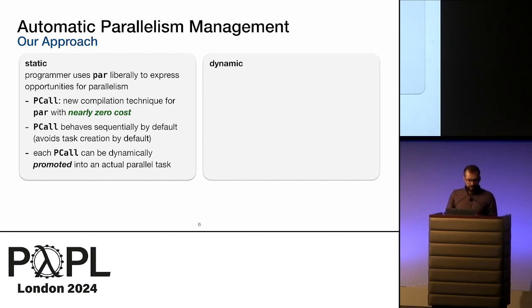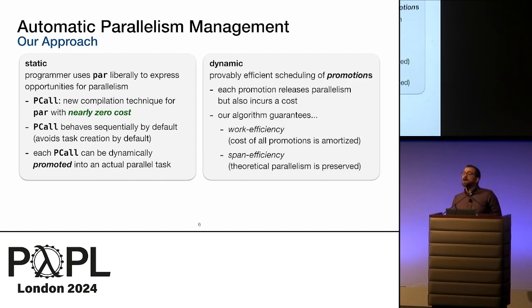One really interesting thing about PCall is that it can be dynamically promoted into an actual parallel task, but by default, it exposes no parallelism. So the default behavior is going to be a fast sequential execution, but then during execution, we can convert that into real parallelism. That brings me to the dynamic element of this work. We give a provably efficient scheduling algorithm for these promotions. Each promotion is going to release some parallelism by creating a task, but it also incurs a cost. So there's a clear trade-off that we have to be very careful with here.